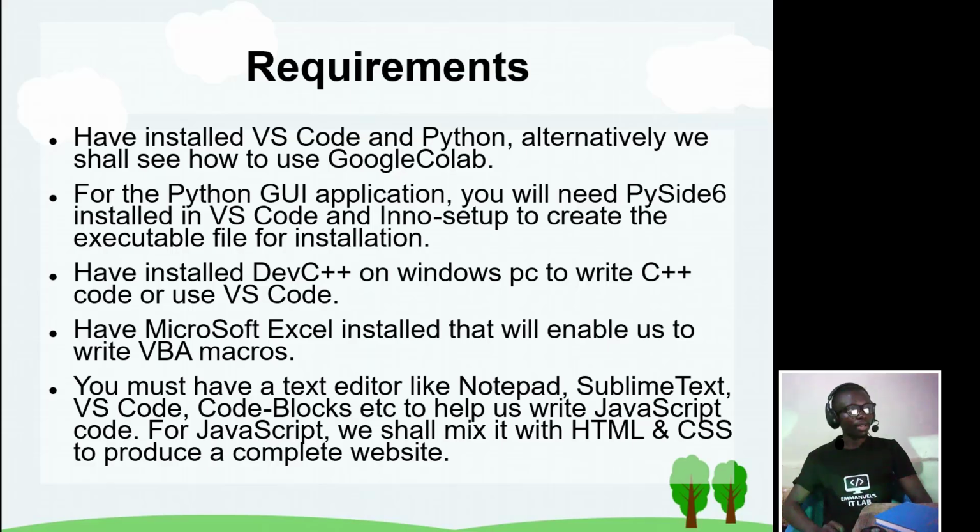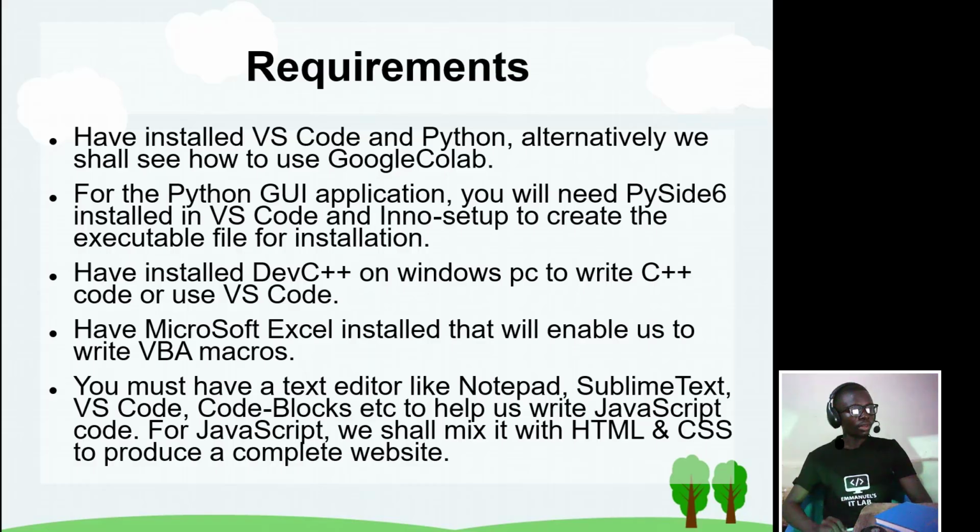Now, what are some of the requirements for you to kickstart this course? You should have at least Visual Studio Code installed on your PC, whether it is Windows, Linux or Mac. You should also have Python. Alternatively, we shall see how to use Google Colab. For a graphical user interface application, you should have PySide 6 installed. You should also have Dev C++. In case you don't have Visual Studio Code, Dev C++ helps us to run C++ and C programming languages. You should also have Microsoft Excel installed, at least version 2010 and above.